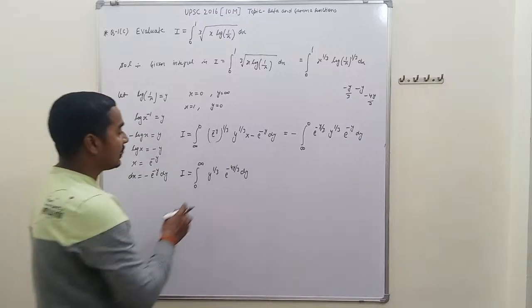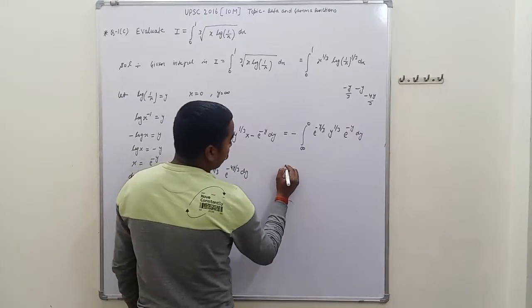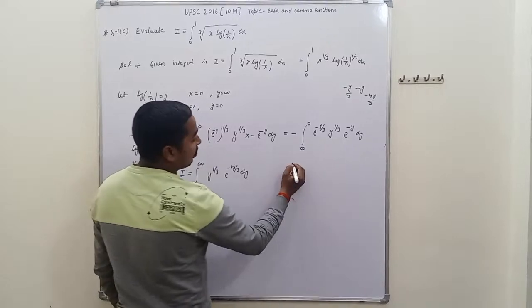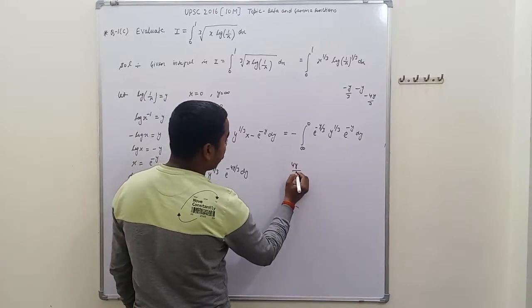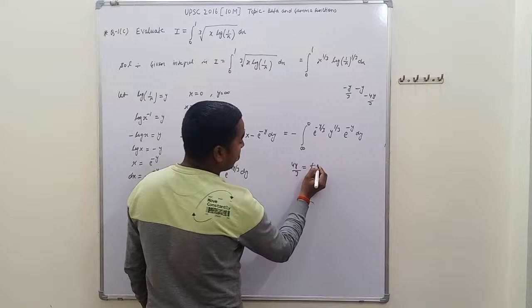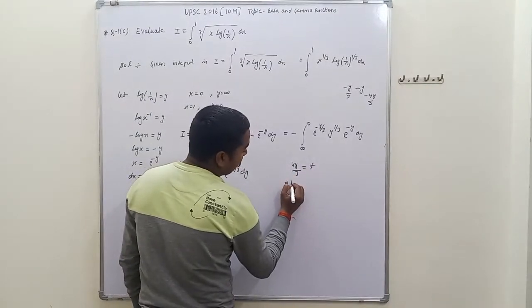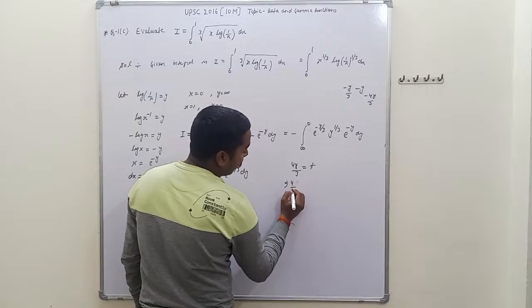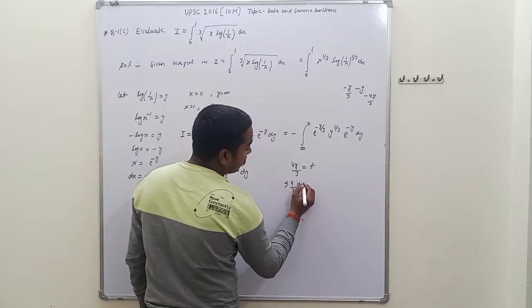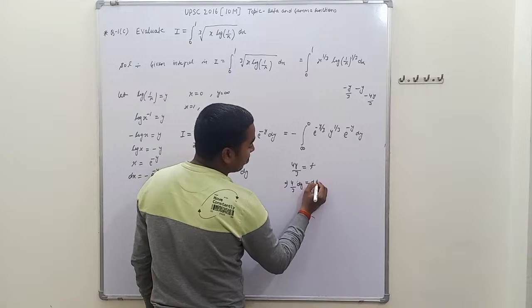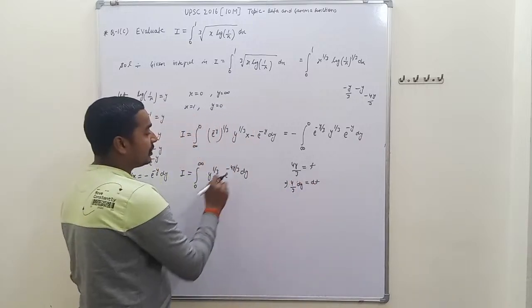Further we can also let 4y upon 3 equal to t, and from here we find 4 upon 3 dy equal to dt, and we have to replace dy.